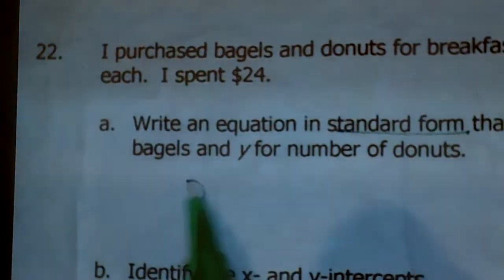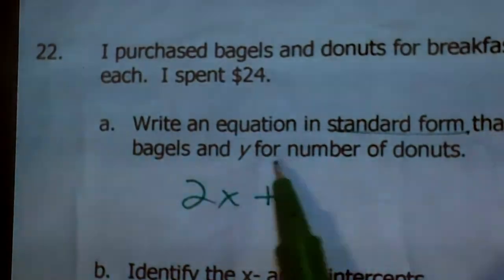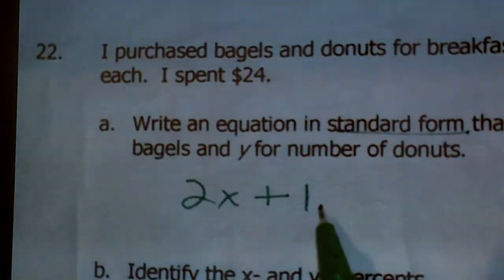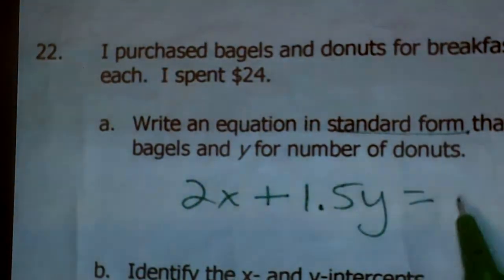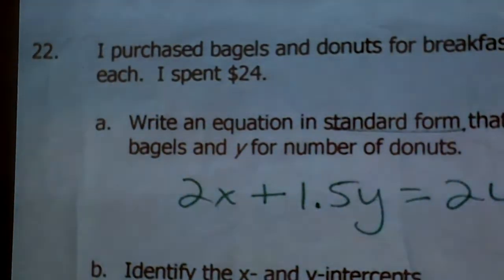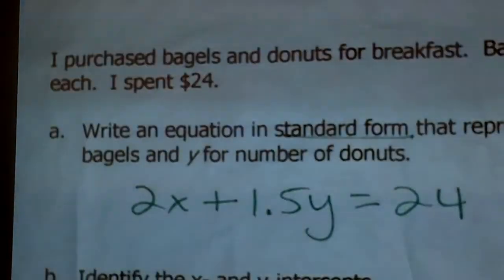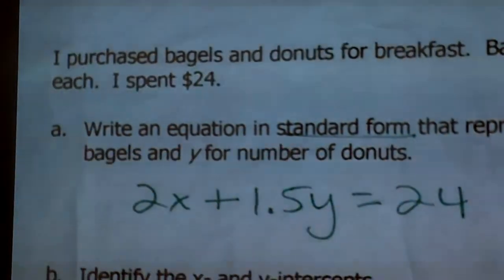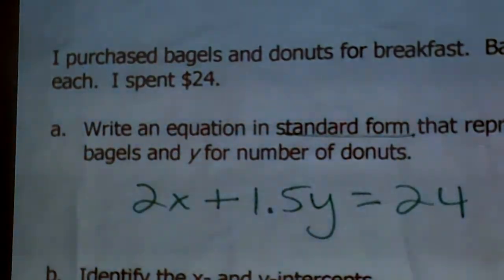Bagels are $2 each, that's 2x. And y is for the donuts. Donuts are $1.50 each. And I tell you I spent a total of $24. So it should look like that. If you wrote the little 0 after the 5, that's fine. It really doesn't affect anything at all. You don't need it, so I dropped it. Dropped it like it's a hot potato.